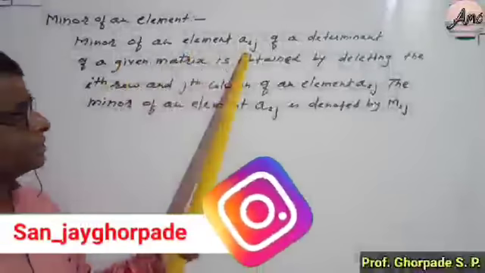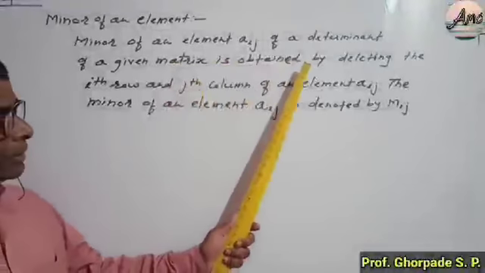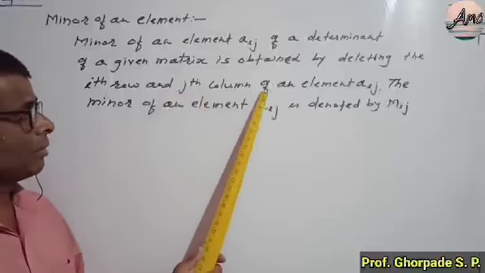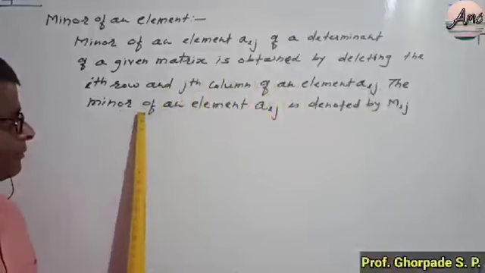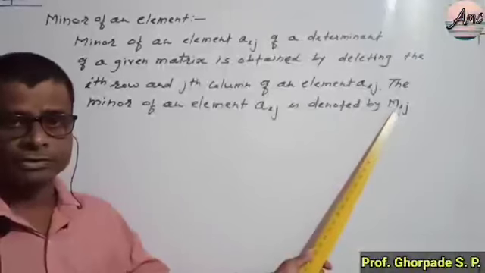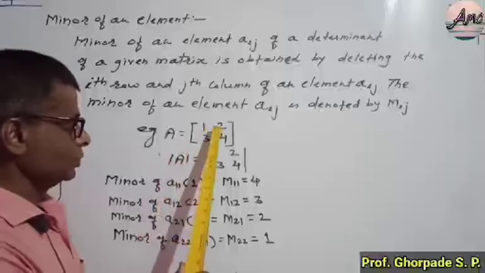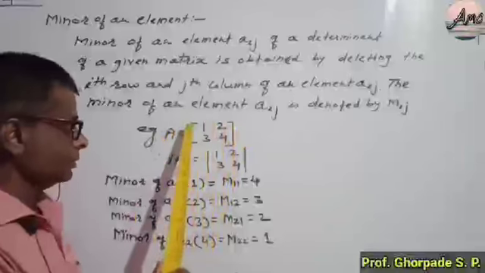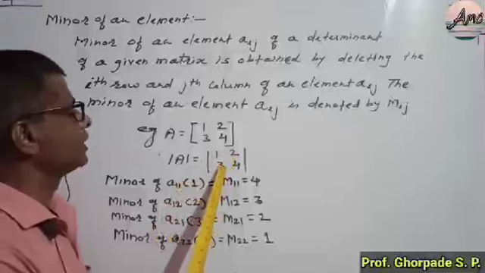Minor of an element Aij of a determinant of a given matrix is obtained by deleting the ith row and jth column of an element Aij. The minor of an element Aij is denoted by Mij. For example, matrix A equal to 1, 2, 3, 4 is a square matrix of second order. Then let us write down the determinant of the given matrix. So determinant of A equal to 1, 2, 3, 4.